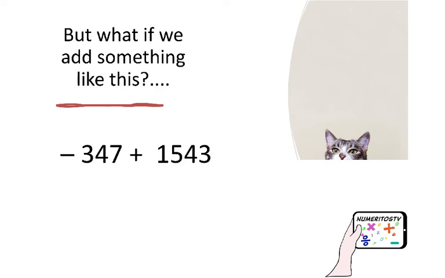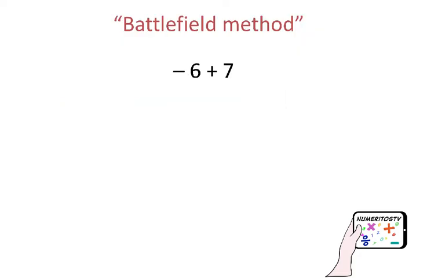So I'm going to show you an easy method to add integers, and I call it the battlefield method. As we understand from our previous slide, the positives and the negatives eliminate each other. One positive and one negative will eliminate each other. So, suppose that this is a war and the positives and the negatives hate each other, so they are going to eliminate each other, right?